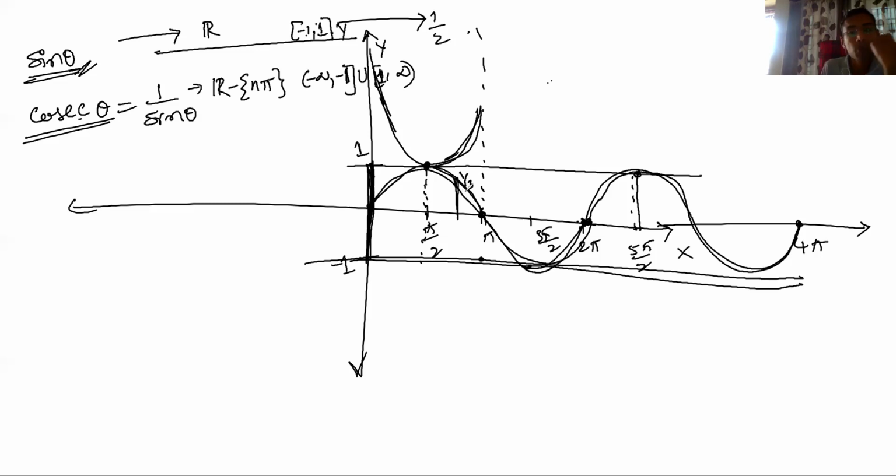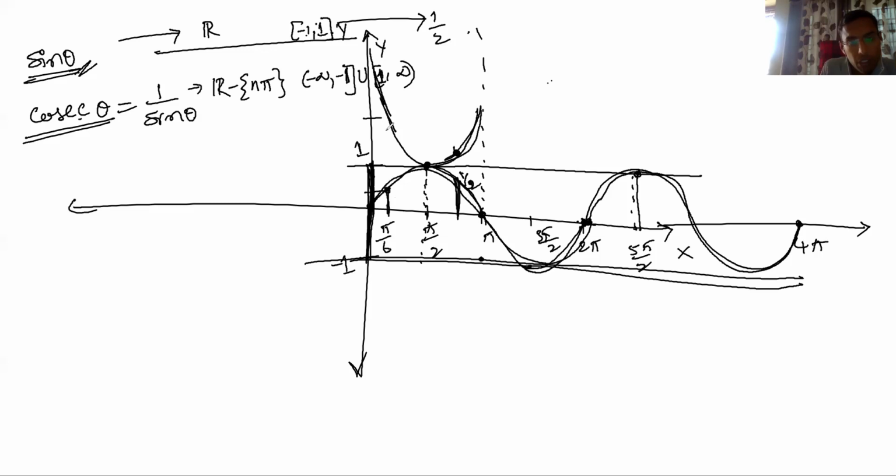So 1 by, no, this cannot be 1 by 3. So let's say 1 by 2. For this value, it is going to be 2, like this. This value is 2, then this value is 1 by 2. For example, we take here 30 degrees. 30 degrees means what? Pi by 6. Pi by 6, it is 1 by 2. Here it is 1 by 2.